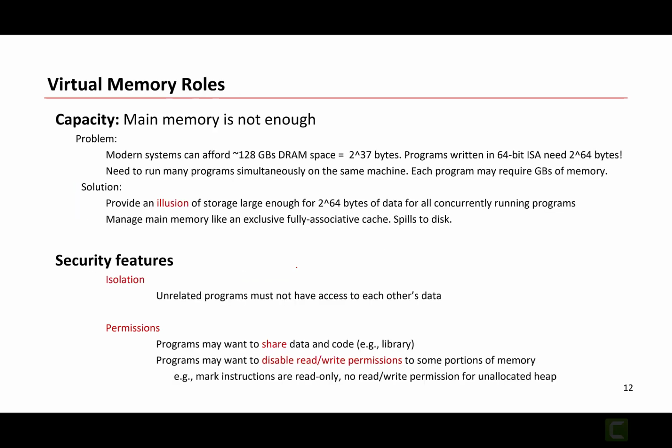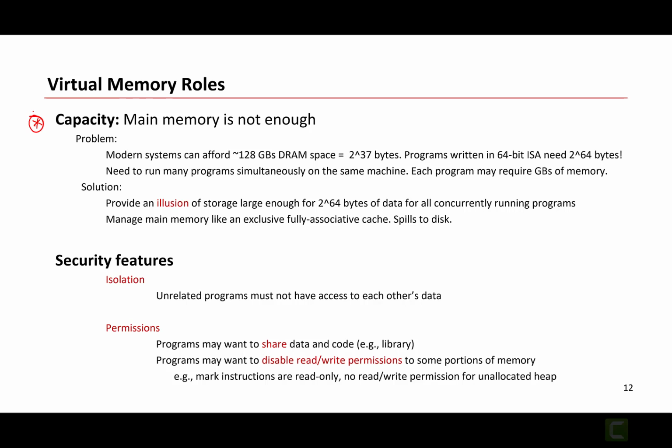So there are two roles that virtual memory plays. One is capacity, which is somewhat intuitive and you already know about it. So we said a program needs space to store its data. Cache is not enough. And then we went to main memory. Main memory also may not be enough. So then you need to go to the disk. Soon we'll realize that even disk may not be enough, but we'll come back to that point later.